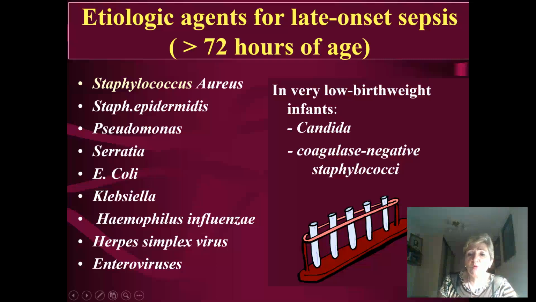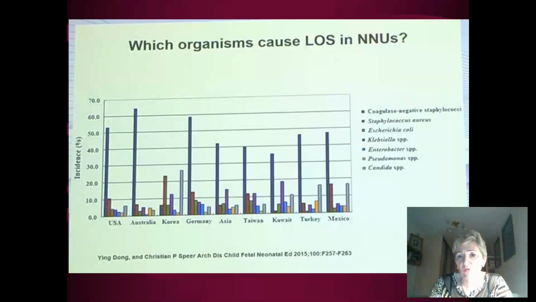And very important information about the etiological agent of late onset sepsis in extremely low birth weight infants. In first place, Candida and the coagulase-negative Staphylococcus.